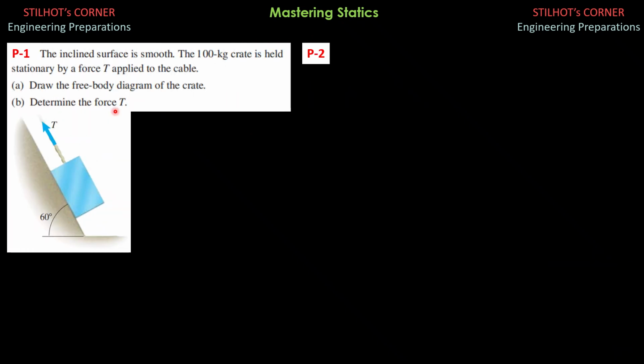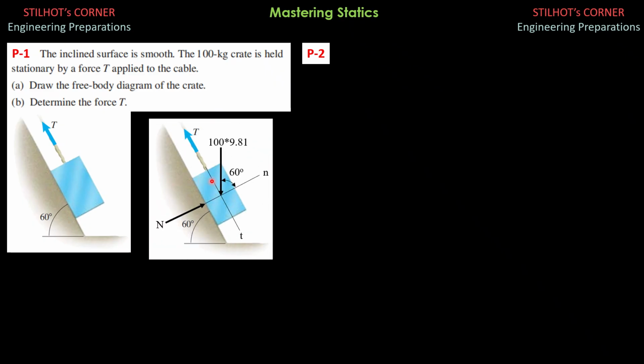For this first problem, taken from the book by Bedford, the inclined surface is smooth. The 100 kilogram crate is held stationary by a force T applied to the cable. A, draw the free body diagram of the crate, and B, determine the force T. For a surface that is smooth, the reaction should be perpendicular to that surface. And remember that the angle between the normal line and the vertical line is also the angle of inclination, so it will be presented here.